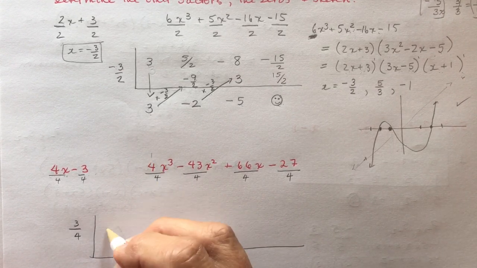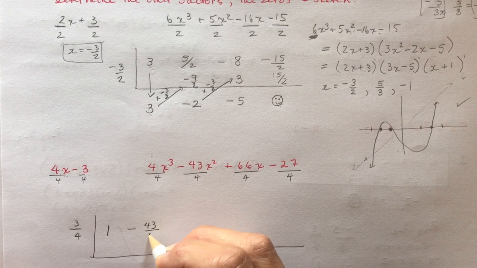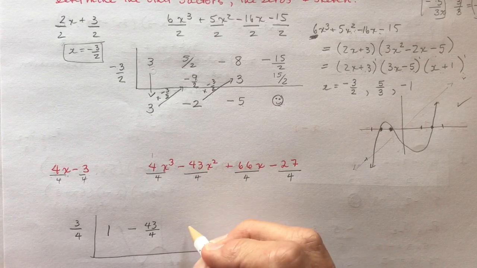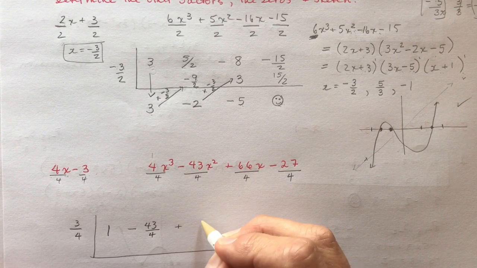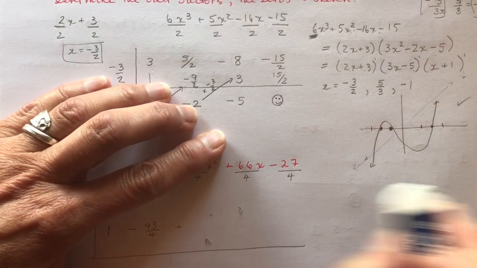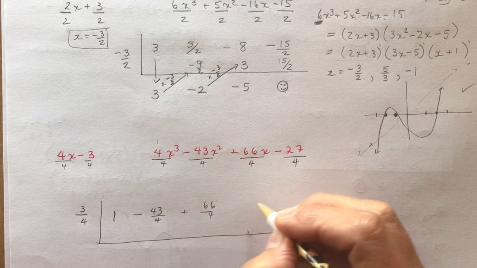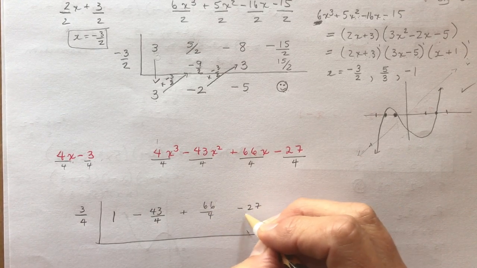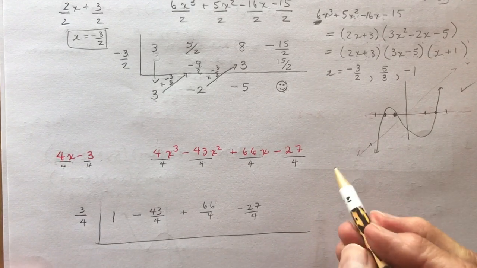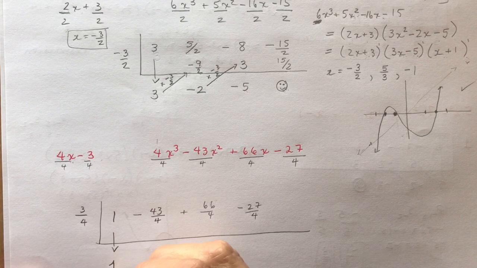So this is going to be 1. This is going to be minus 43 over 4. This is going to be, we could simplify it, but I'm going to leave it as quarters right now in case they all end up being quarters. Oops, what did I write? It's going to be 66 over 4 and minus 27 over 4. Now this is the same question. I think this is supposed to divide out evenly. Let's see what happens. So we bring the 1 down, synthetic division.